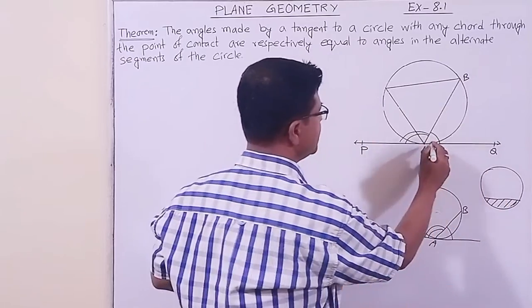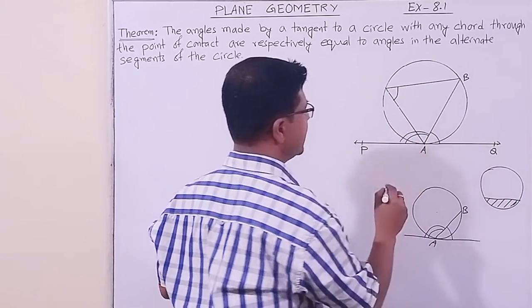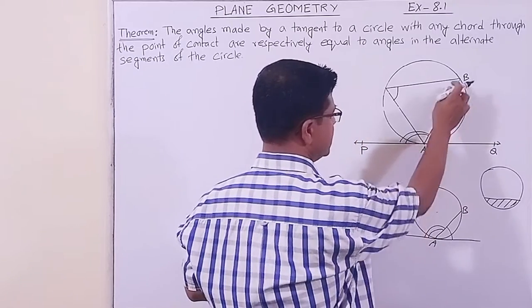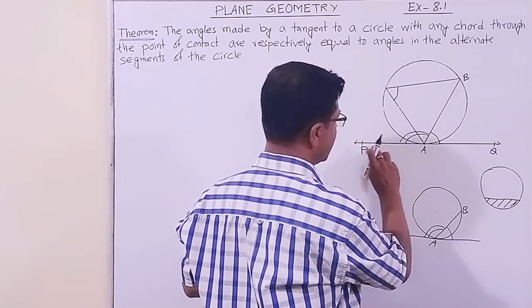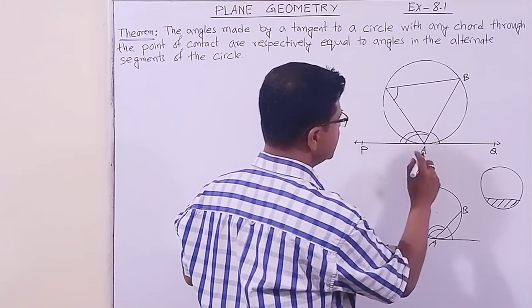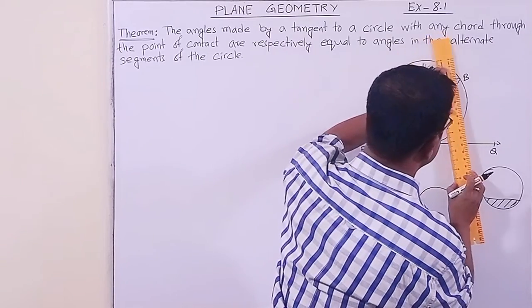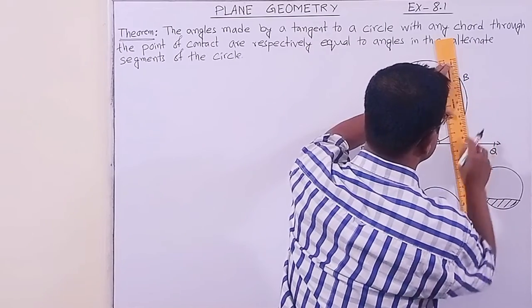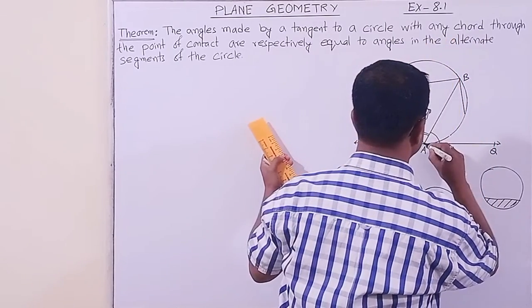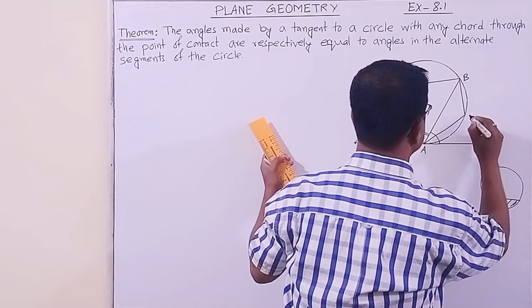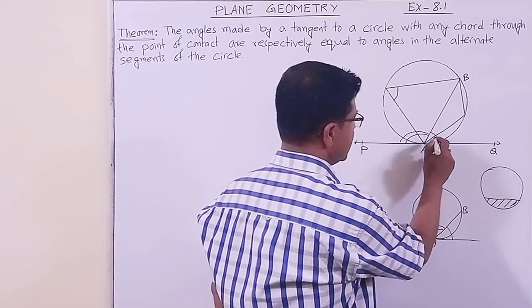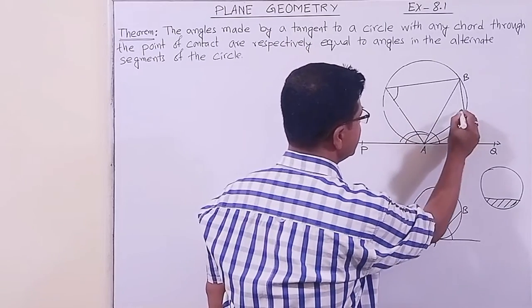So we have to prove that this angle is equal to this angle, and this chord makes an angle with this tangent. This angle will be equal to, suppose here, let us take any point. You can join this also. I am drawing the freehand diagram, it is faster. So here this angle will be equal to this angle and this angle will be equal to this angle.